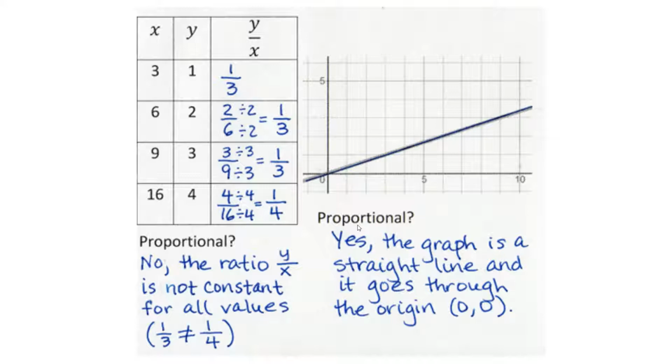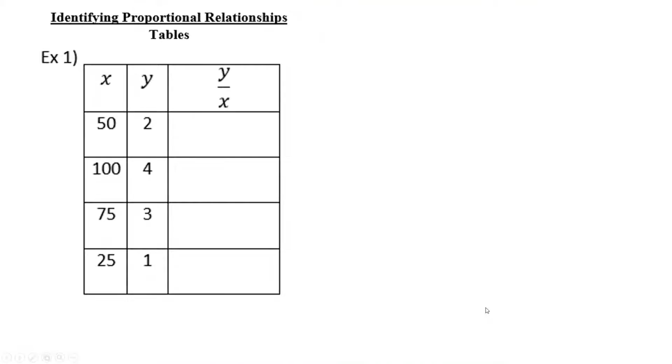And here are the pre-written notes. I'd recommend highlighting where it's not proportional and then having that as the reason, and maybe highlighting the line and then highlighting straight line that goes through the origin.